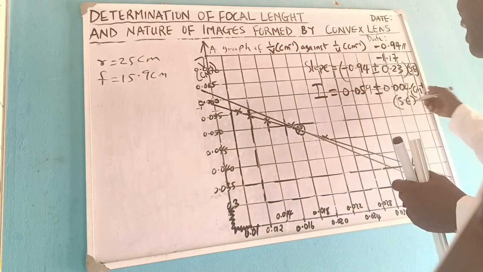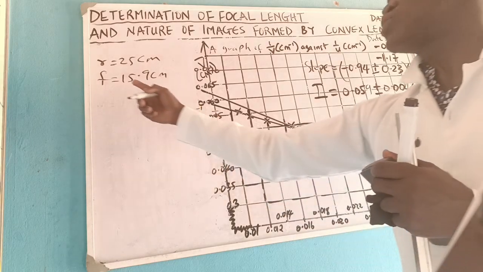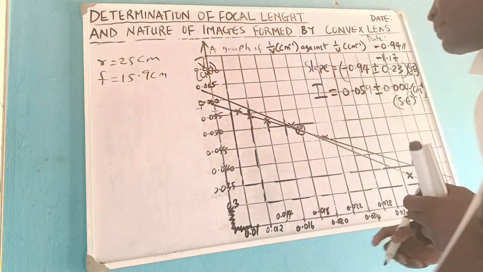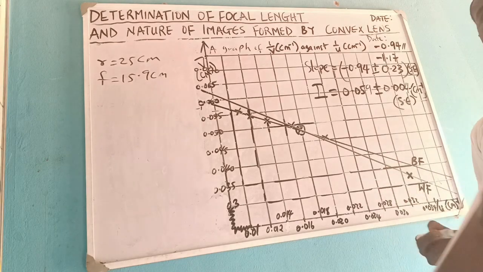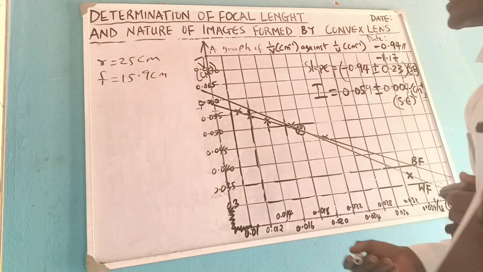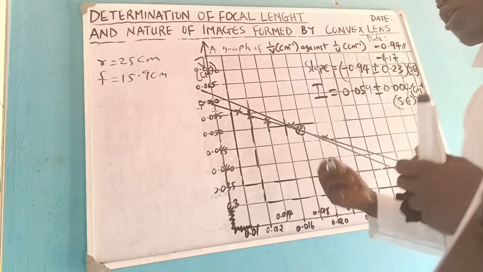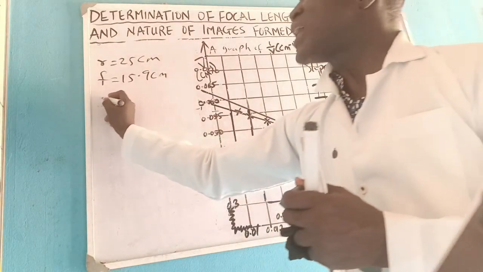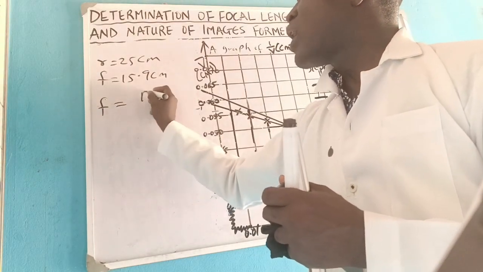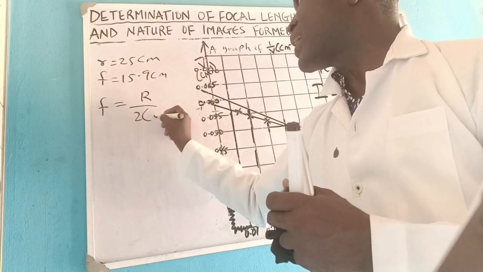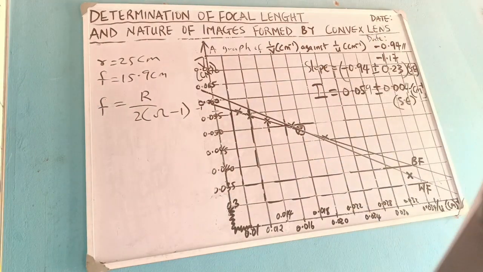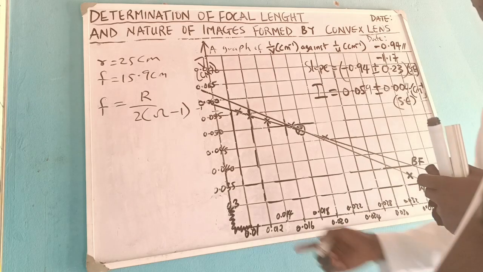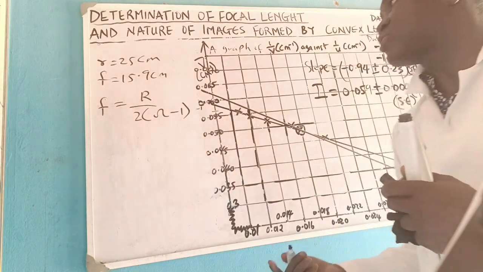Because from what we have in step one, that gives us F equals 15.9 cm. Then we said when the convex lens is symmetric, it means that the focal length is equal to R all over 2 bracket refractive index minus 1. Please don't forget about this formula. With that, we now make our refractive index subject of the formula.